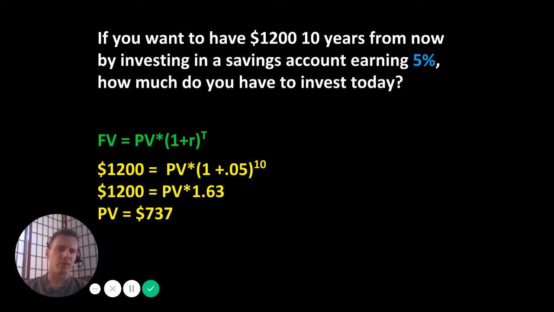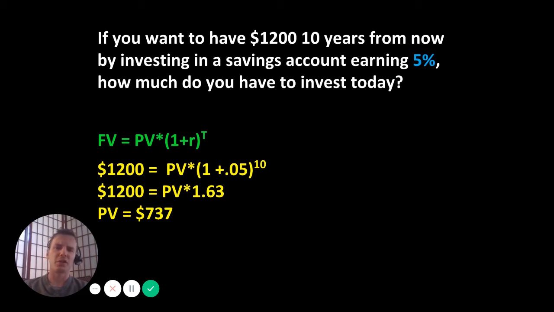R here is 5% or 0.05, so we have 1.05 on the inside of that parentheses. And T is our duration, or how long we're going to leave the money in the account, and that's 10 years, so T equals 10. So the second line here, we have $1,200 is equal to PV, that's our unknown that we're looking for, times 1 plus 0.05 to the T.